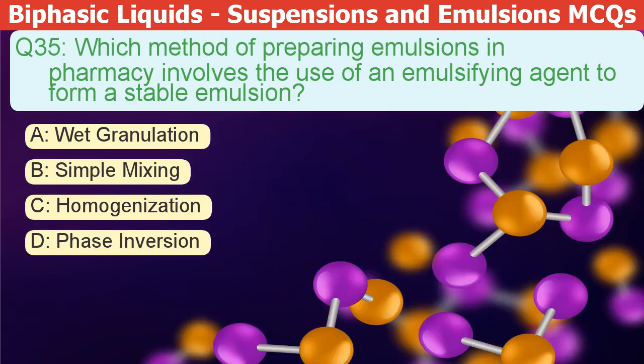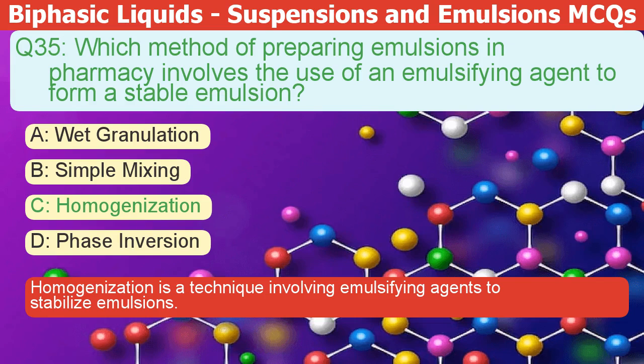Which method of preparing emulsions in pharmacy involves the use of an emulsifying agent to form a stable emulsion? A. Wet granulation. B. Simple mixing. C. Homogenization. D. Phase inversion. The correct answer is C. Homogenization is a technique involving emulsifying agents to stabilize emulsions.